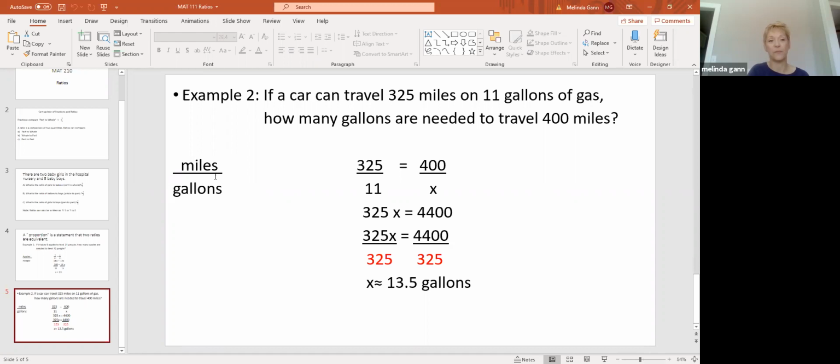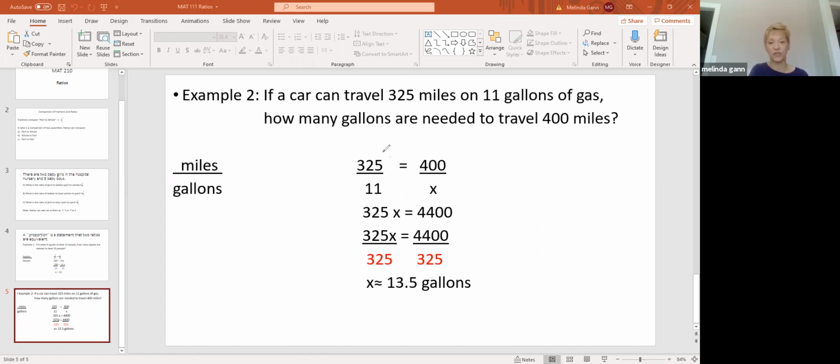So I decided I want to put miles on top of gallons. So that 325 is miles, so it's on the top, and 11 gallons on the bottom. So that's the ratio that I knew. 325 miles on 11 gallons. Now, why is the 400 on top? Well, remember the 400 is miles. So I decided I was going to put miles on top. So this time I put the 400 on the top, and I didn't know how many gallons. So again, I put a variable where my number was missing.